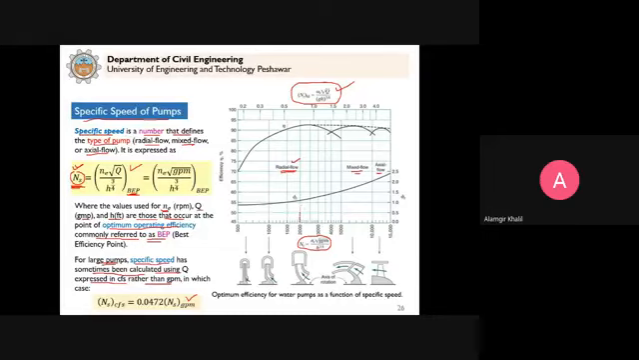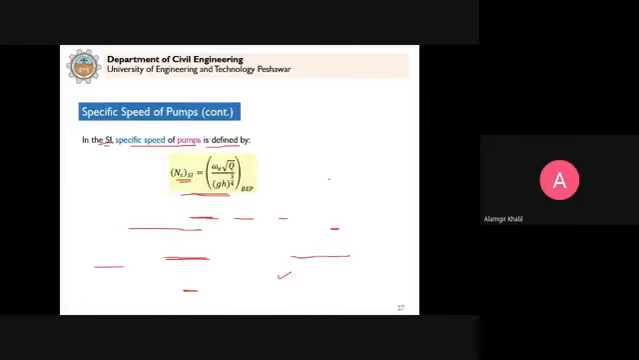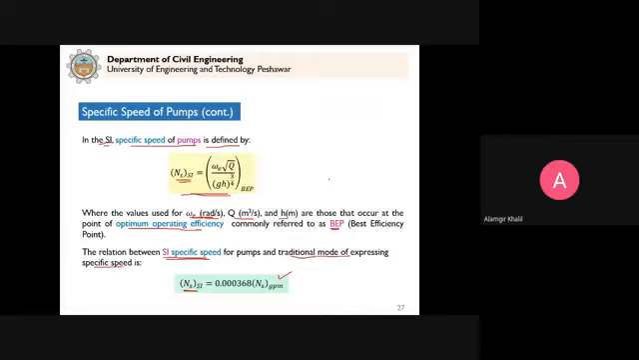For example, for 2000 NS, what is the type of pump? Radial flow. And what will be the efficiency that can be provided by the radial flow? It will be this much. So this is an important parameter that we use for pumps as well as turbines. Clear? It helps us to select a suitable turbine. We know from this what type of turbine this is. We will solve a problem. It will be further clear from that.